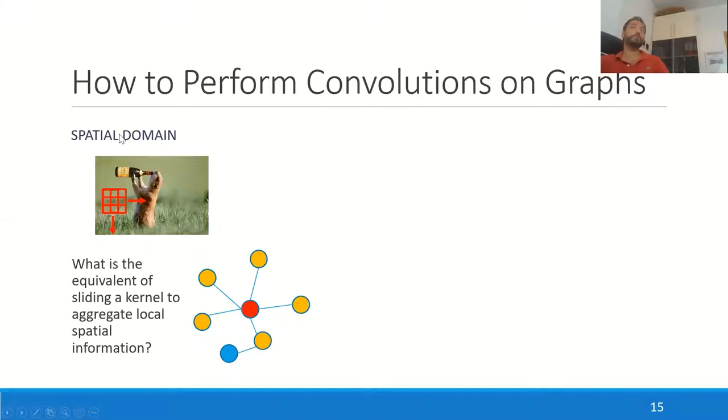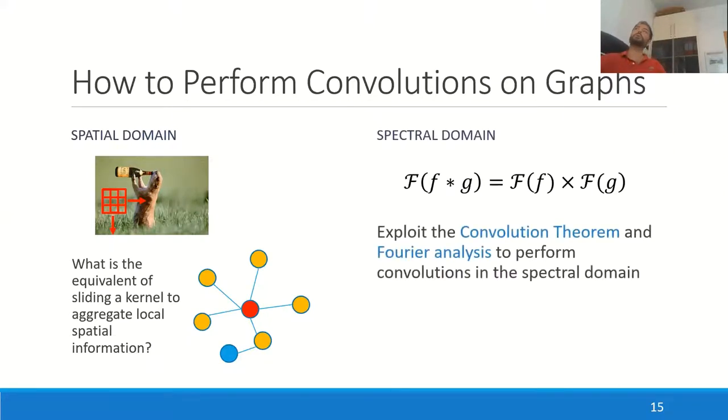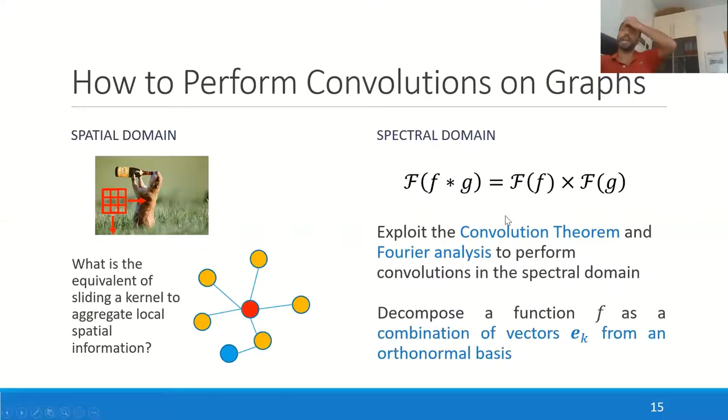We're gonna be seeing that in the spatial domain, this map is not that easy to obtain because there are underlying assumptions in the images which do not hold on graphs. But before we go there, we will be playing a little bit with the convolutional theorem, which allows us to transform convolution in the spatial domain into multiplication in the spectral domain, provided that we know how to apply a Fourier transformation, a Fourier decomposition, to our signal. Now, this is widely known, for instance, for images. Do we have a Fourier decomposition also for graphs? The answer is, of course, yes.